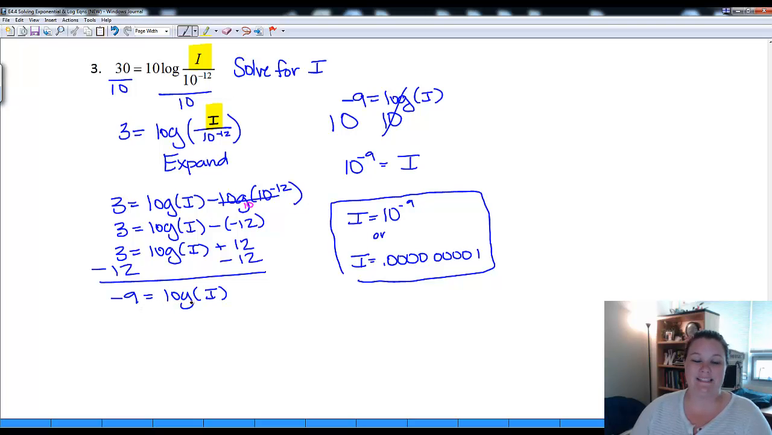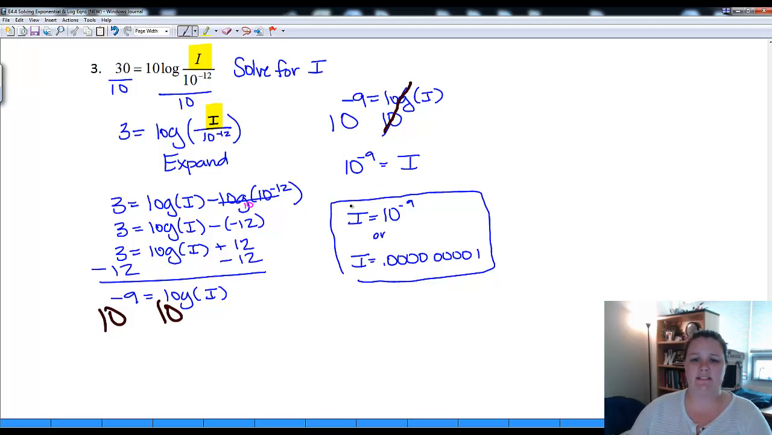Okay, at this point, I still need to get rid of this log. This is still log base 10, so I'm going to use exponential base 10 on both sides. That's what I did up here. That way, my log base 10 and my exponential base 10 cancel. And on the right-hand side, I just get 10 to the negative 9.